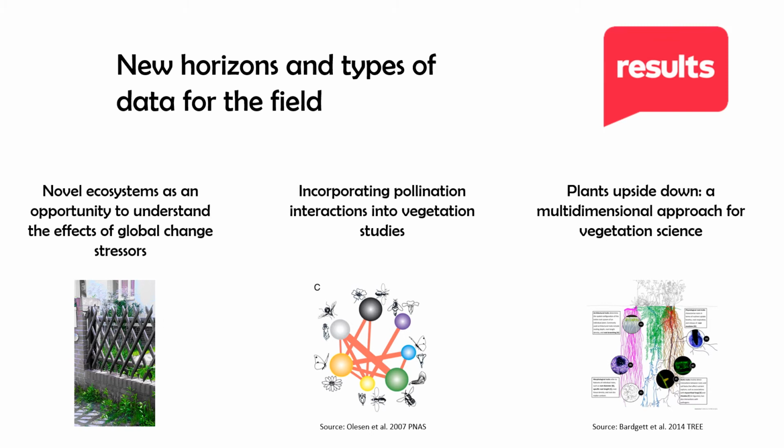Pollination interactions, incorporating them into vegetation studies, was also one of the topics. So although they are very important for the survival of both the plant and pollinator species, they are often disregarded. Obviously, these are not the only mutualistic interactions that are disregarded, but this is the one that came out in our horizon scan. But we should also consider other mutualistic interactions, of course.